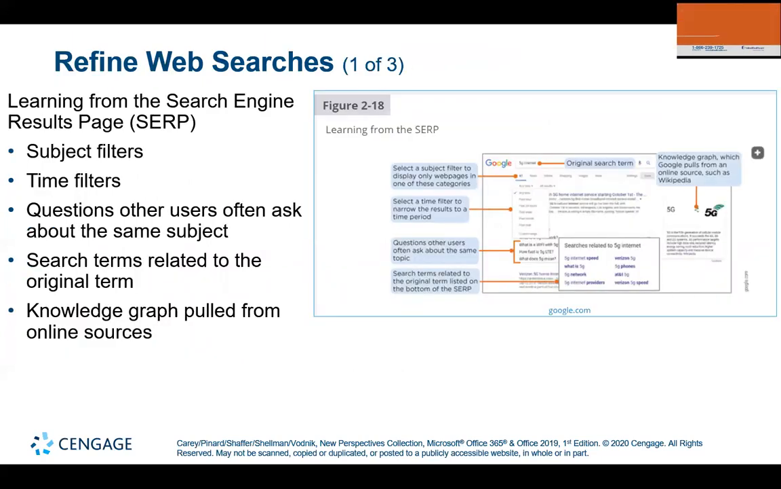All right. So, refine your web search, learning from the search engine results page, or SERP. You have subject filters, time filters, because you don't want something too old. If it's too old, then the information may have changed. Questions other users often ask about the same subject. It holds all of this information so that you can make an intelligent selection. Search terms related to the original term, knowledge graph pulled from the online sources. So as you can see, this search engine really does quite a bit.